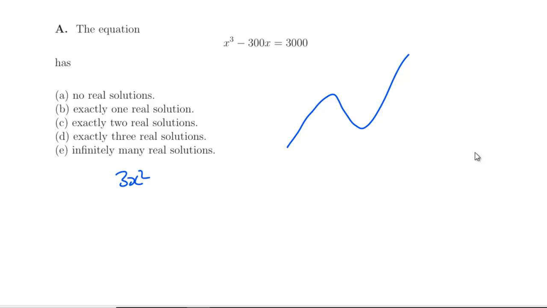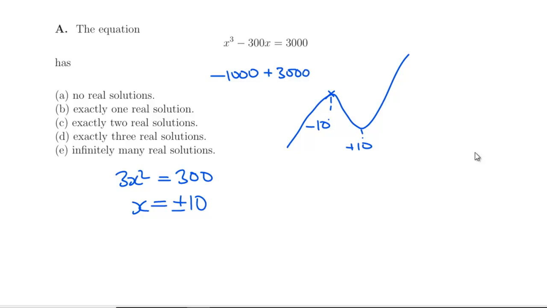3x squared would be equal to 300, so we're going to have turning points at x is plus or minus 10. So that's at minus 10, that's at plus 10. So where is this 3000 fitting amongst all of this? That value there is going to be minus 1000 plus 3000, so that's still less than 3000. We're only going to get one solution somewhere up here. So exactly one solution, B.